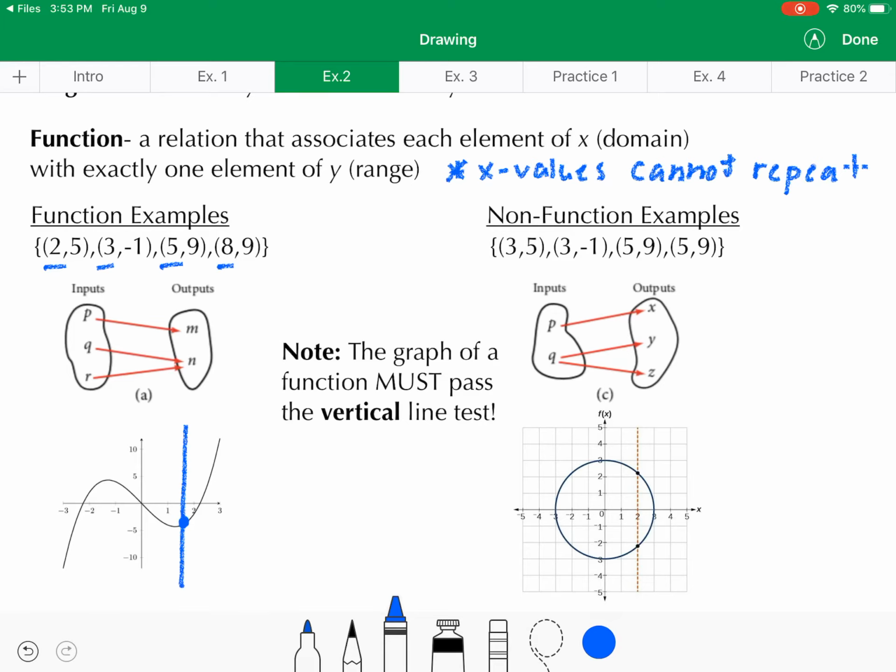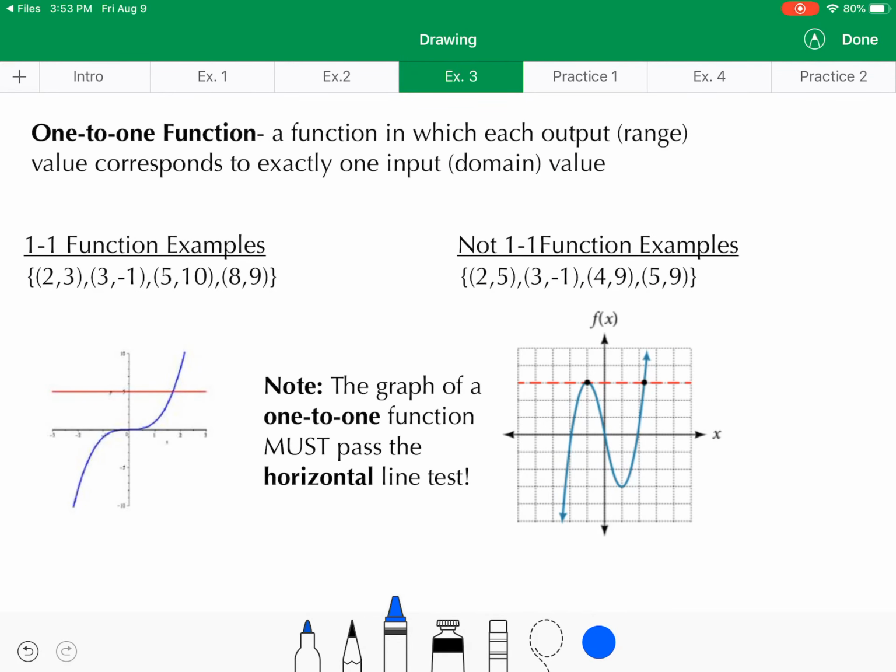Non-function examples are over on the right-hand side. Notice in the set of ordered pairs, see how you have 3 repeated, and then you also have 5 repeated. Not a function. On the mapping, see how the input value of Q has 2 arrows coming off of it. It's being mapped to both y and z, therefore not a function. And the circle graphed below doesn't pass the vertical line test. Right? Those 2 points would have the same x value.